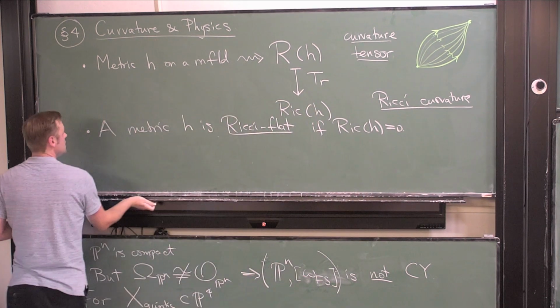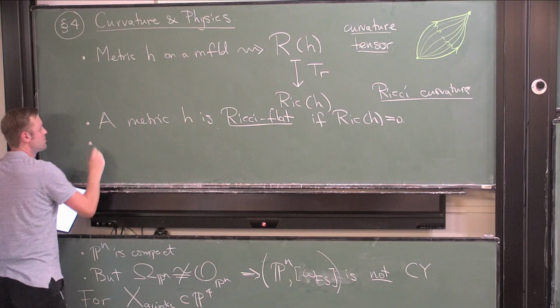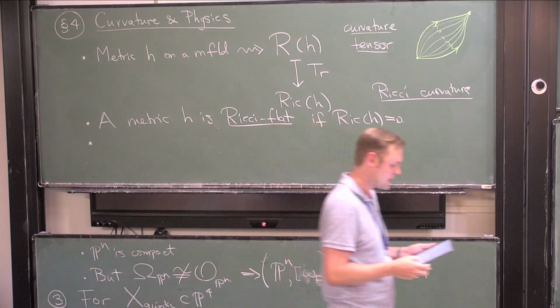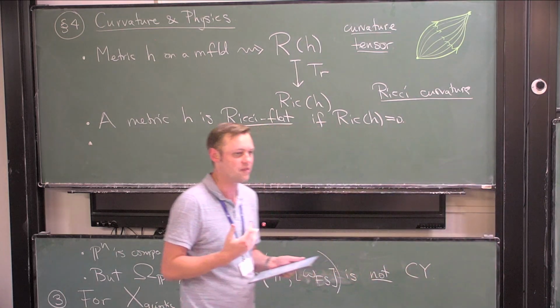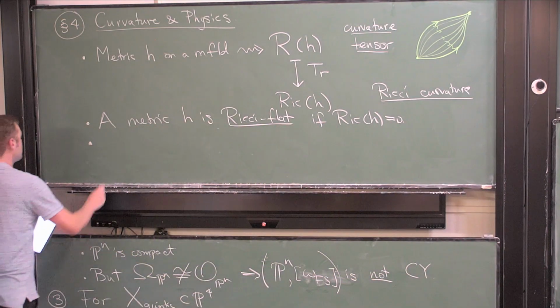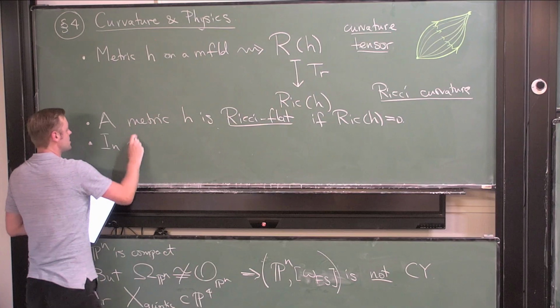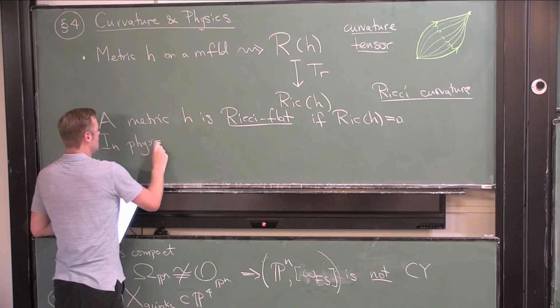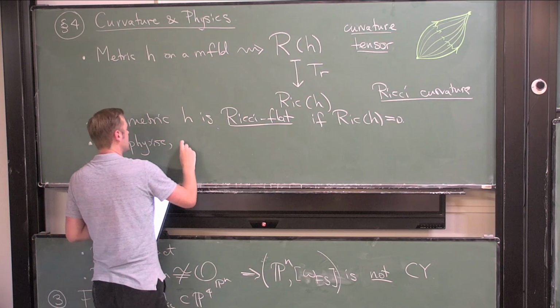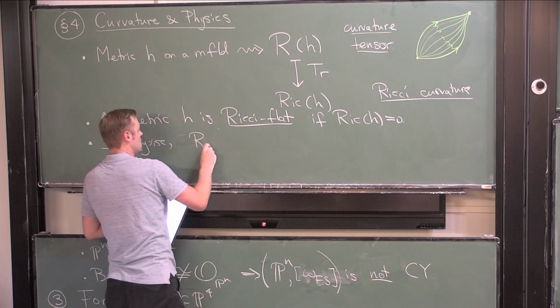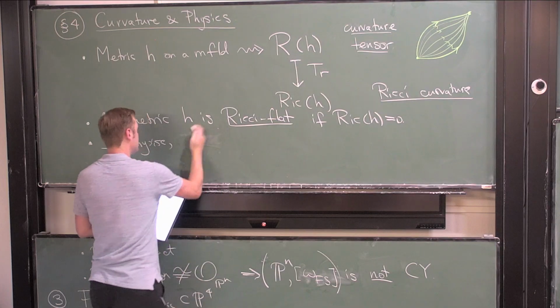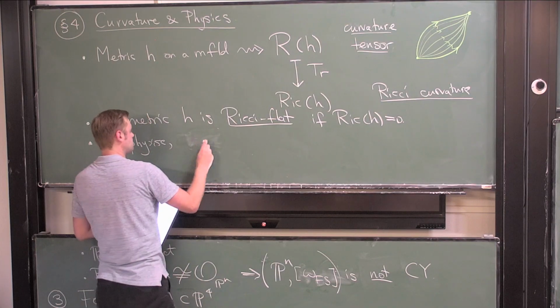The reason you might care about this property of metrics is that it has something to do, on a very deep level, with physics. So in physics, Ricci flat metrics are very important. So in physics, this equation, maybe let me write it like this.